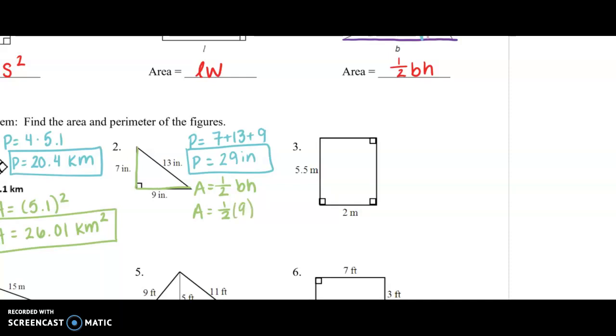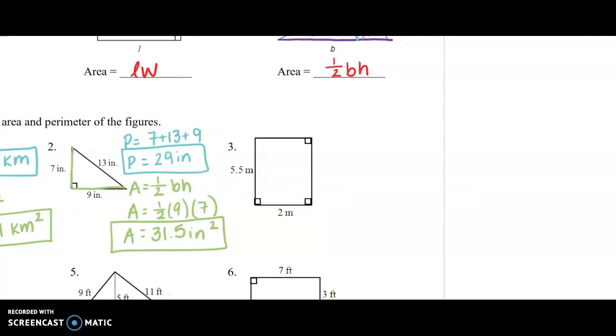Base, let's say, is 9 inches, your height is 7. Okay, so then for the area you're going to do 1/2 times 9 times 7, and you're going to end up with 31.5 inches squared. Don't forget the squared again. Okay?